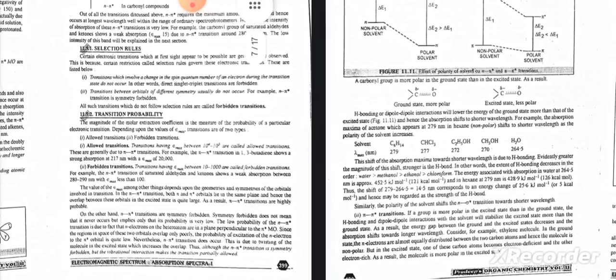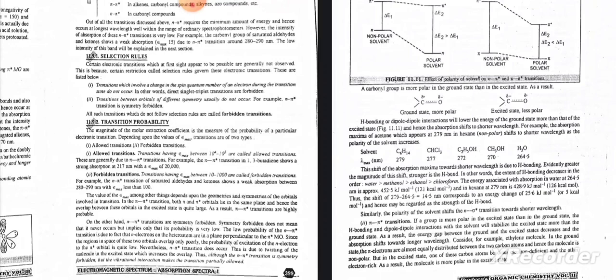However, the intensity of absorption of n to pi star transitions is very low. For example, the carbonyl group of saturated aldehydes and ketones shows a weak absorption due to n to pi star transition around 280 to 290 nanometer. The low intensity of this band will be explained in the next section.